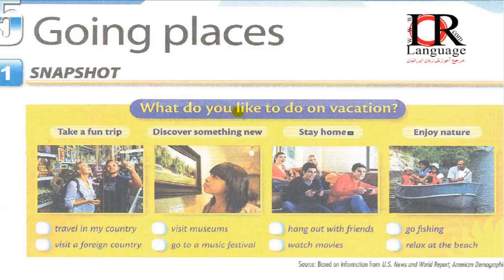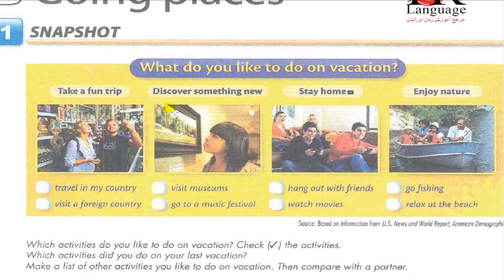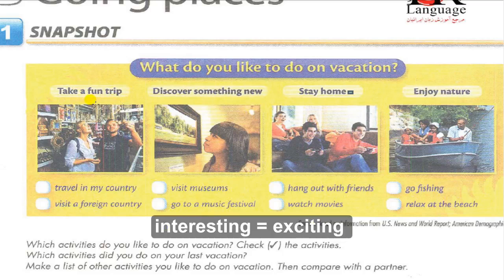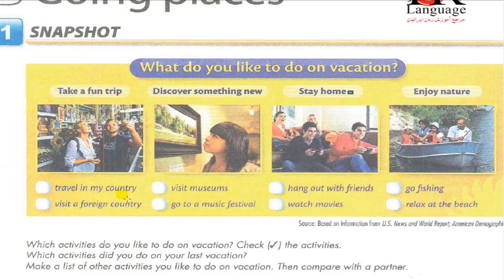Unit 5, Going Places. 1. What do you like to do on vacation? If you have a vacation, a holiday, what would you like to do? Take a fun trip. Fun trip, to have fun. To take an exciting, interesting trip. Travel in my country. Visit a foreign country. Travel in my country. Egypt.